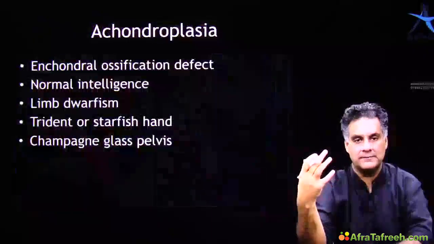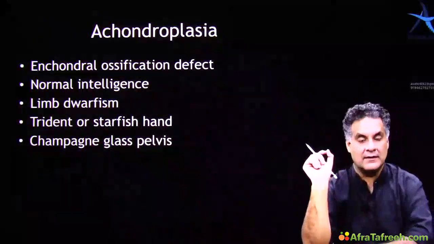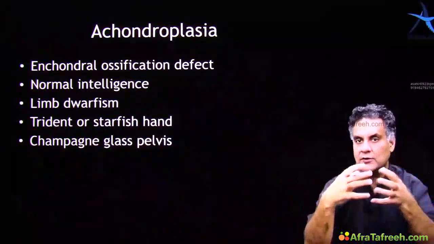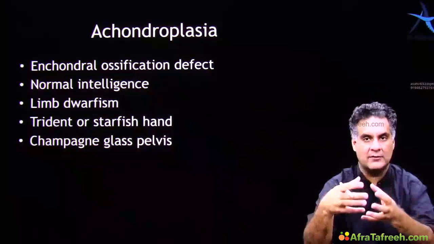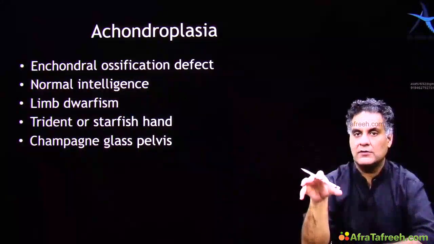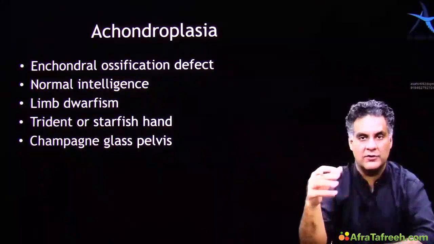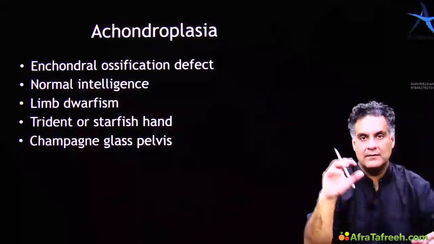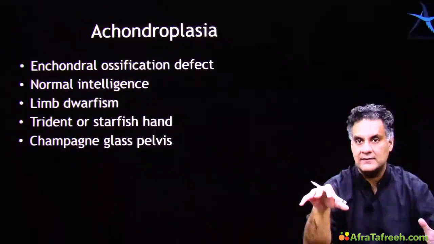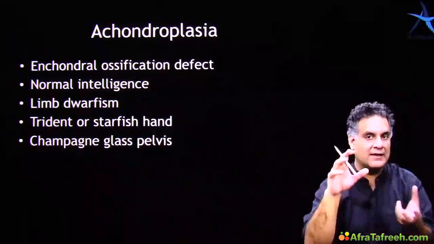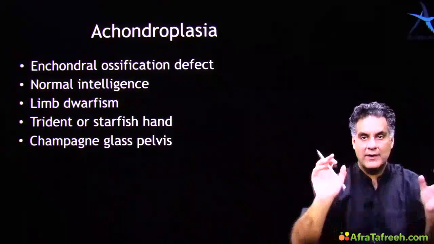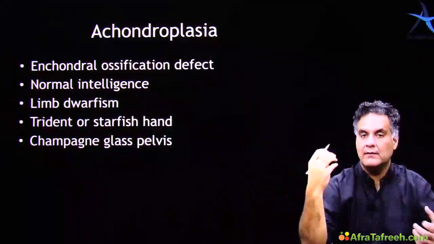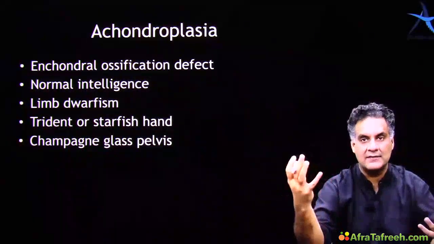Coming to the ossification defects, you have two types of ossification, the endochondral ossification and the membranous ossification. So in endochondral ossification, there's a cartilage base over which you ossify, and if there's a defect in that, it's called as achondroplasia. The patient will have short height. You know, the trunk size is normal, but the limbs are short. They're very intelligent people. They're happy people, just like Down syndrome or Angelman syndrome. But they have trident or starfish hand.